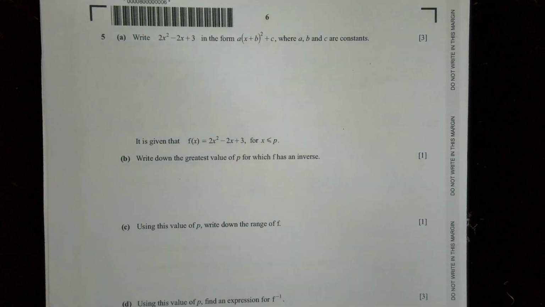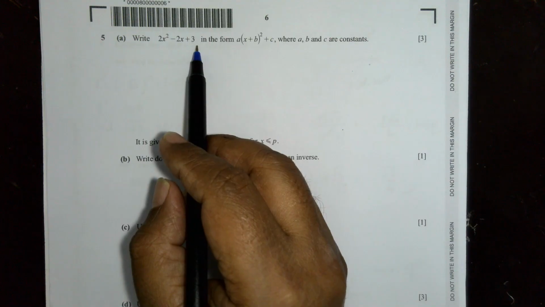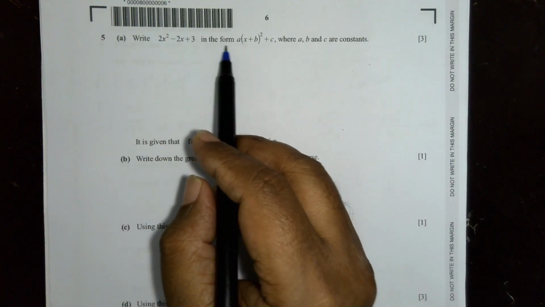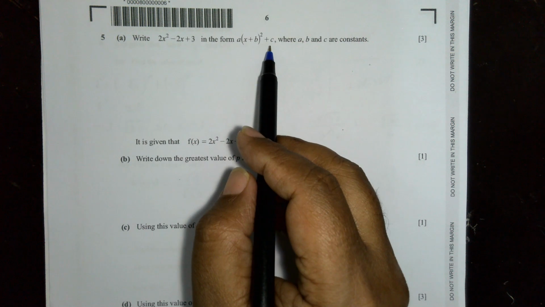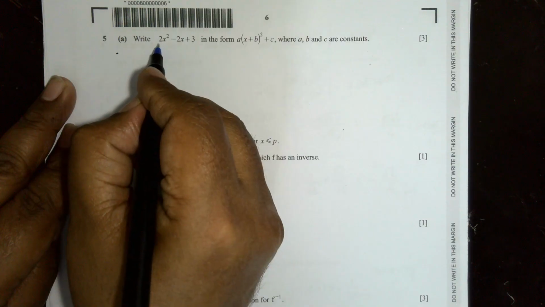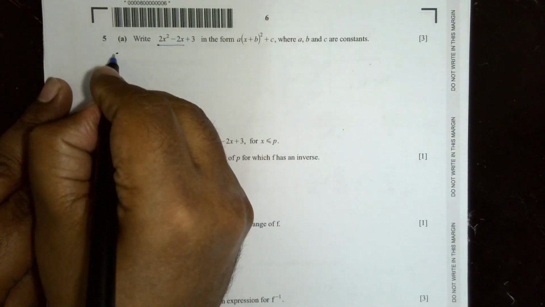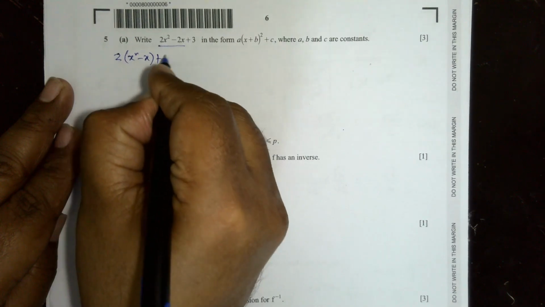Now we have reached question number 5. Here a quadratic expression has been given to us and they have asked us to write this quadratic expression in this form, which is the completing square form, where a, b, c are constants. From the first two terms, I can take 2 out. So I can write 2 times x squared minus x plus 3 in the first line.